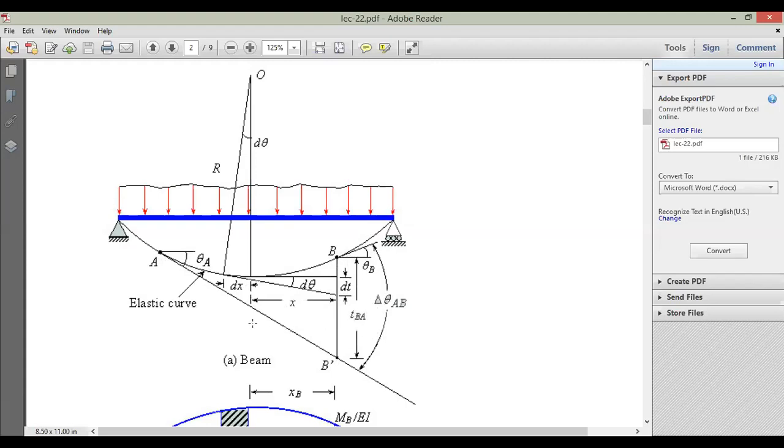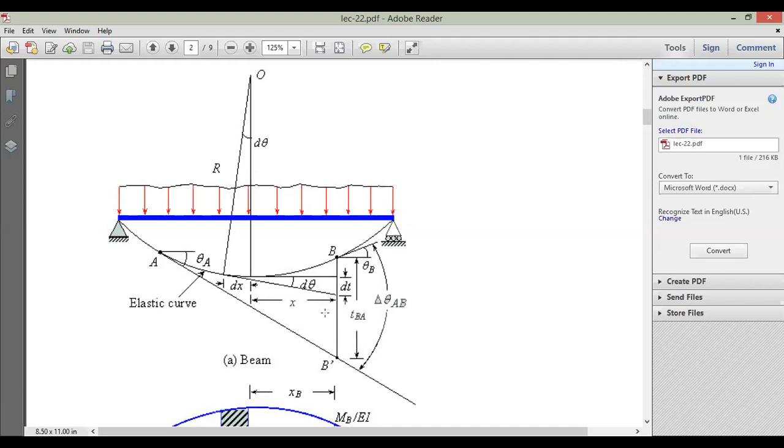So all the terminologies are explained in this figure. Theta AB is the angle subtending B with relation to A. If we draw a line like this, we will have delta theta AB. So theta A, theta B, delta theta AB, d theta: these are four angles. And the distances are x, dx, dt. Three distances are there, dt between B and B dash.